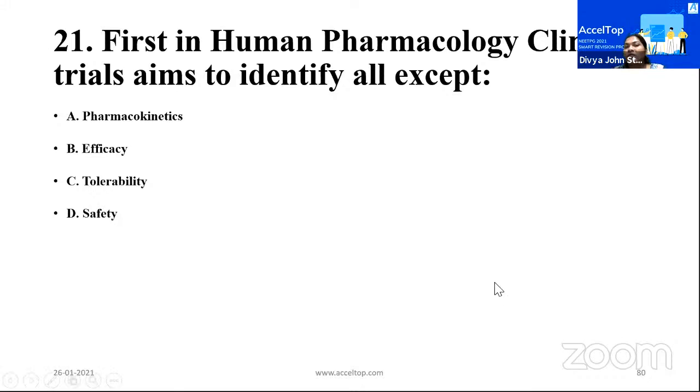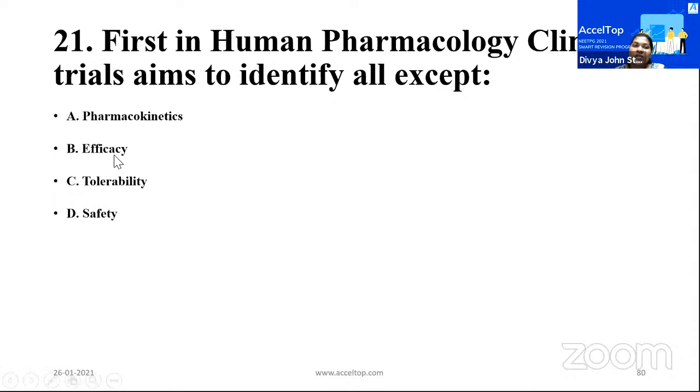So first in human pharmacology clinical trial aims to identify all the following except. Okay, first in human pharmacology is nothing but phase 1 clinical trial, right? So the aim is to identify the pharmacokinetics, efficacy, tolerability, and safety. Okay. So of these options, you know that efficacy is not the primary agenda of phase 1 trial, because we are not testing it in the patient. We are testing it in healthy volunteers.